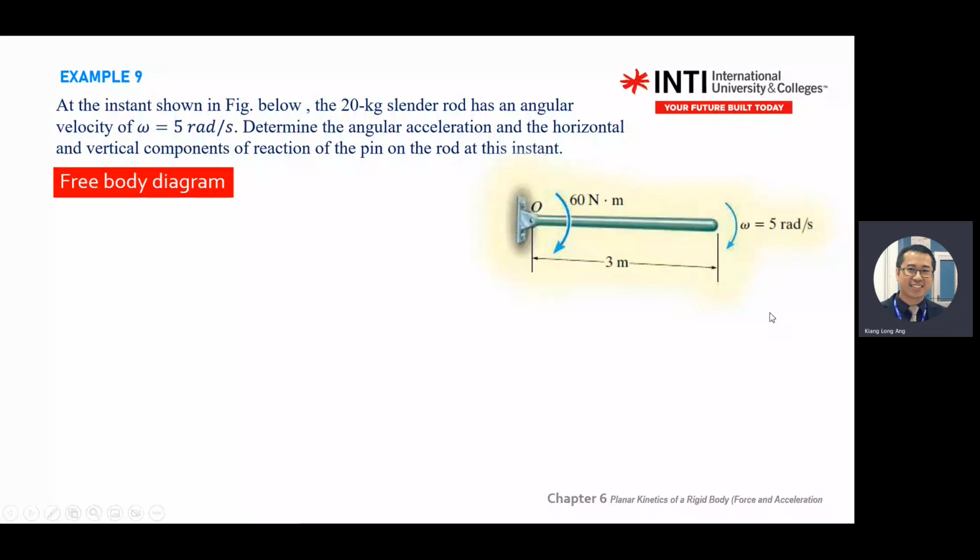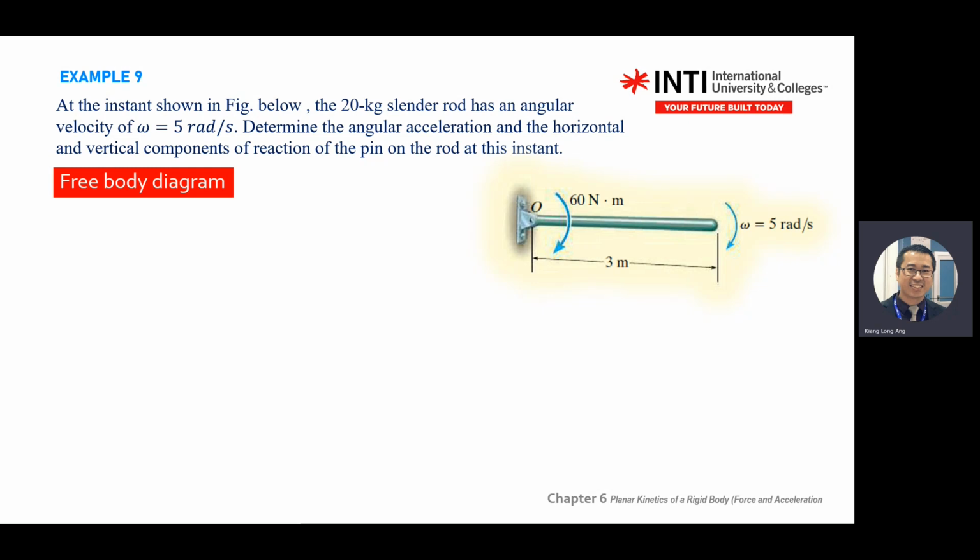In the previous class, we already discussed example 8. Now we are at chapter 6, where we deal with rigid body. You're given, for example, a body like this. You see this one is a rod. When you deal with a rod, you have a reference point O, and you are given a moment of 60 Newton meter on the rod, and an angular velocity of 5 radian per second. Now, before you do anything, you know that this is a rigid body.